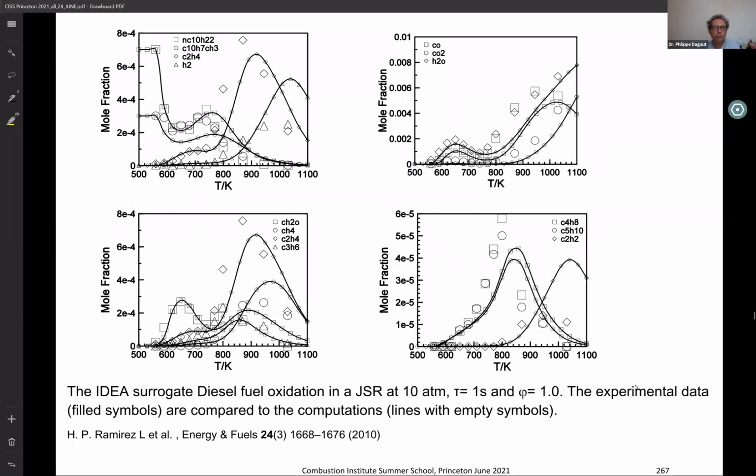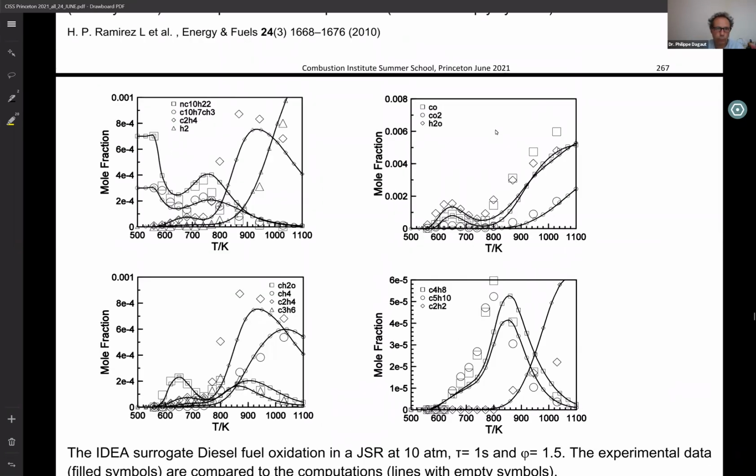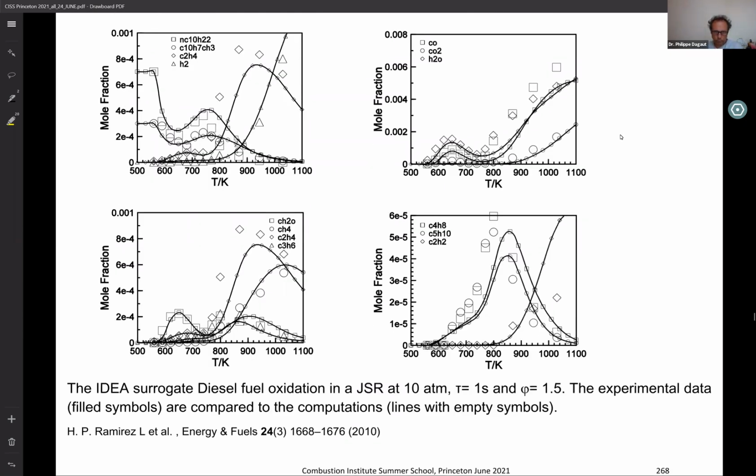In stoichiometric conditions, for formaldehyde in the cool flame regime, it's okay, but you can see that ethylene is not following exactly what we observed in the experiments, and still here there is a gap regarding these species. So it's about the same behavior whatever the equivalence ratio, and this is in fuel-rich conditions. In fuel-rich conditions, again, the consumption of decane is okay up to 800 K, but here between 800 and 900, the model is too slow. And we can see it on the formation of ethylene here, and also on the formation of CO2 and water.